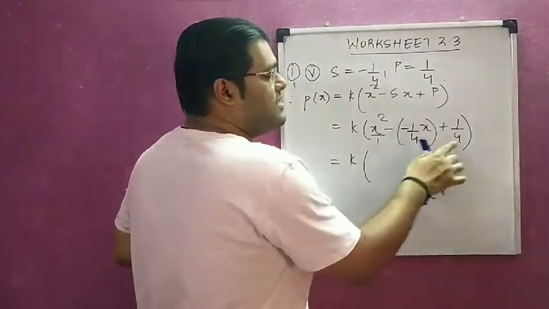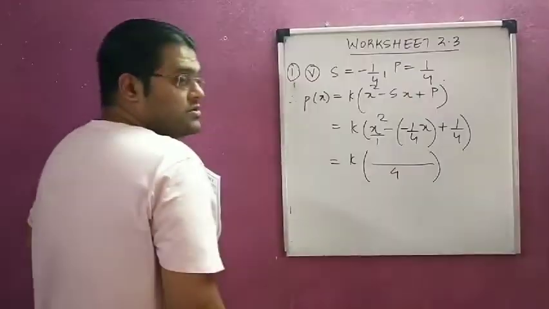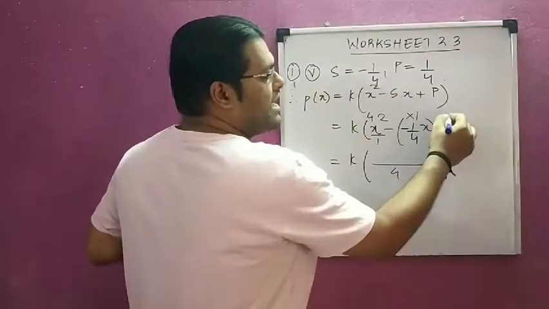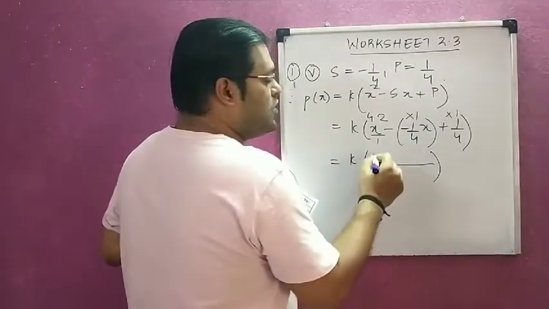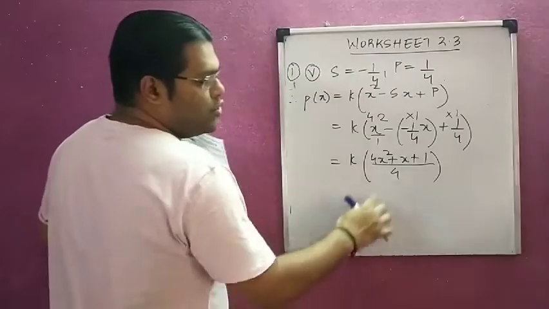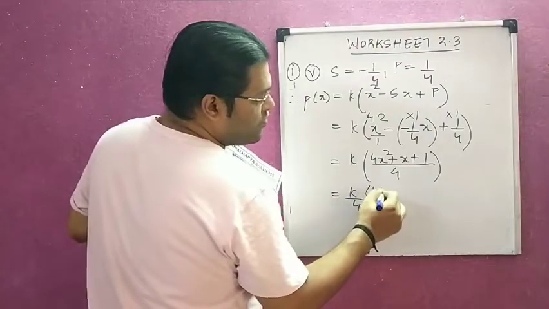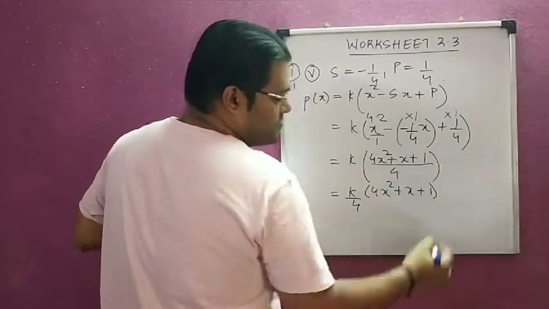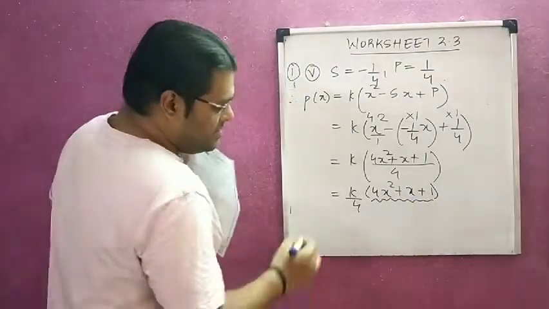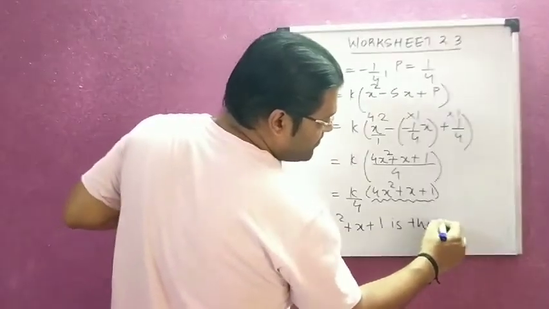So now it is necessary we take the LCM for 1, 4 and 4. What is that? 4. So this will be multiplied by 4. This number will be multiplied by 1 and the last number also multiplied by 1. So what I get is 4x square plus x plus 1. You remember that 4 cannot be kept inside the bracket. So k by 4, 4x square plus x plus 1. In the final answer, we are only going to use what is inside the bracket. Therefore, I can say 4x square plus x plus 1 is the required polynomial.